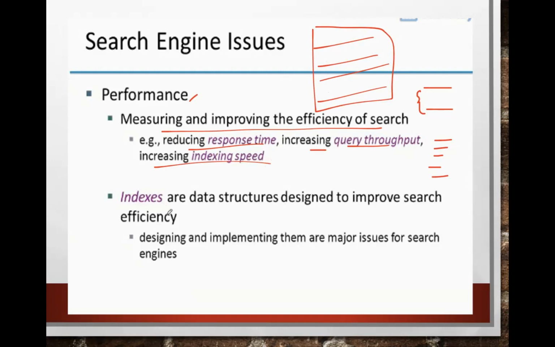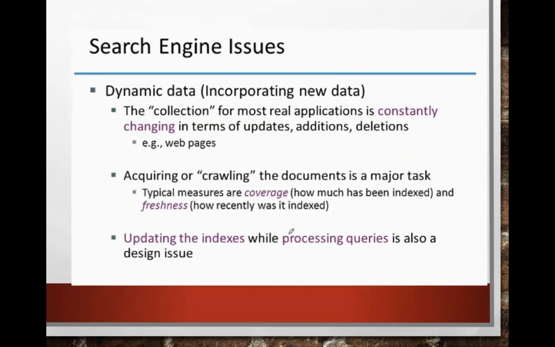And just now we discussed indexes. They mainly improve the search efficiency. So here we need to design and implement them, which are considered as major issues for search engines. And next we have dynamic data. These search engines deal with dynamic data because it keeps on changing. So there will be a lot of updations, additions, deletions. So they are dealing with this dynamic data only.